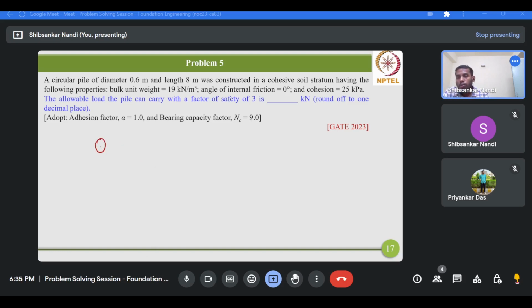So Qu is Cu at the base, same formula, Nc Ab plus alpha Cu As. Now you know all the entities involved in this equation, so you can easily get the Qu. If you divide this Qu by a factor of safety of 3, you can calculate the Q allowable for the given pile. Please calculate and let me know what the Q allowable should be for the given circular pile of diameter 0.6 meter and length 8 meter.